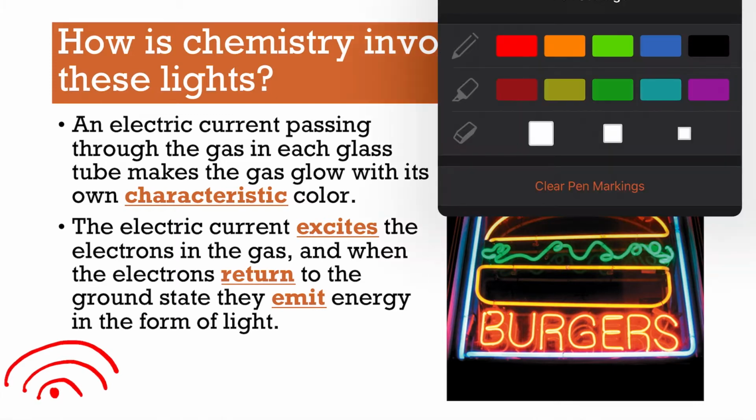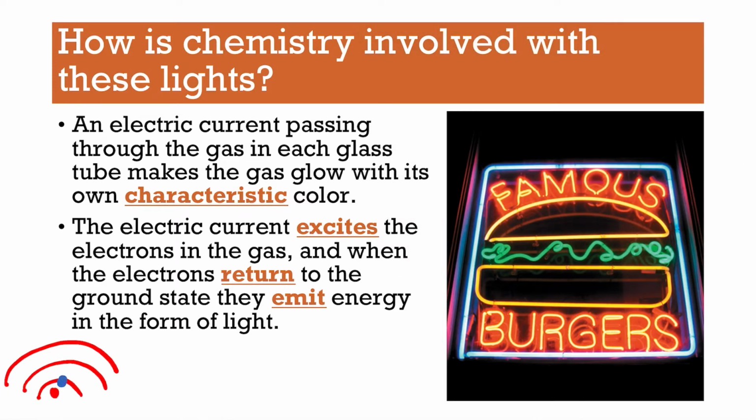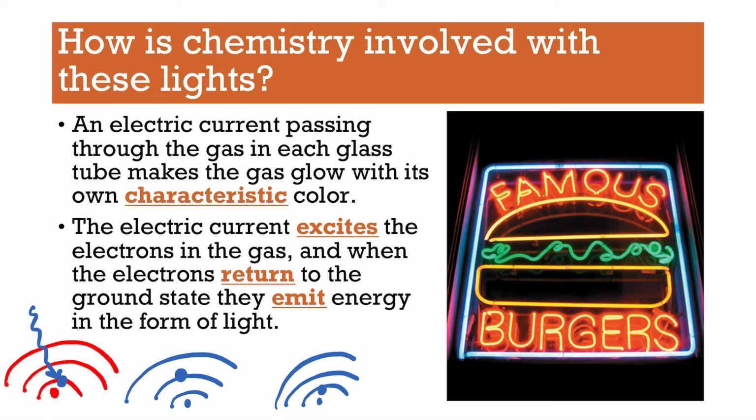Remember, here's your energy shell. Let me grab a different color. Here's your electron in its ground state. Then energy comes in, hits that electron, so it jumps up a level. Now, it doesn't stay jumped up forever. It has to come back down, but when it comes back down, it releases light.